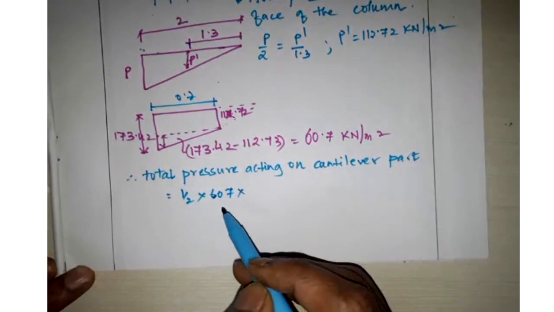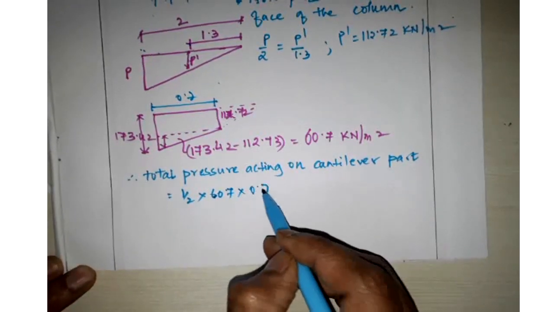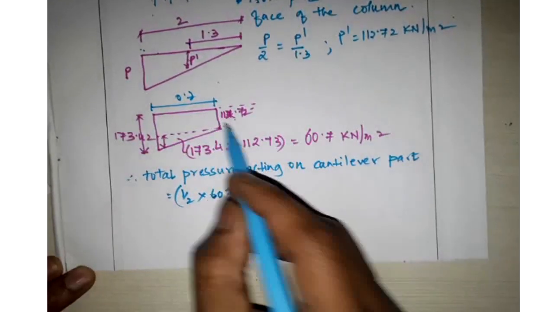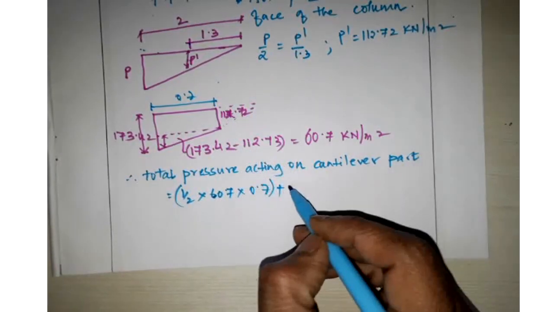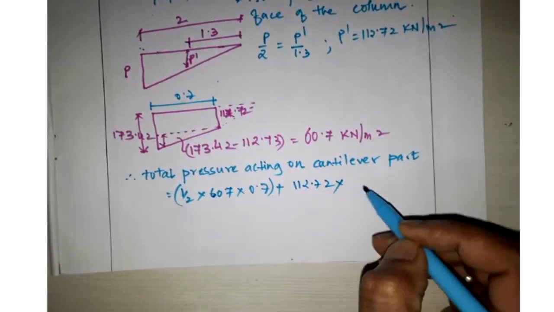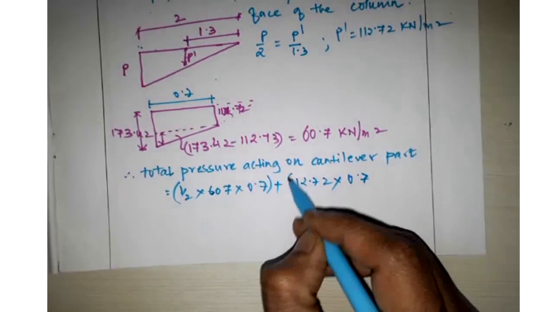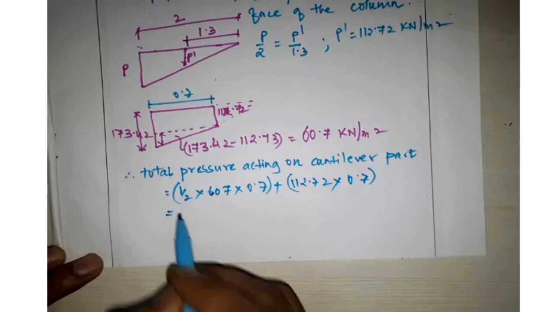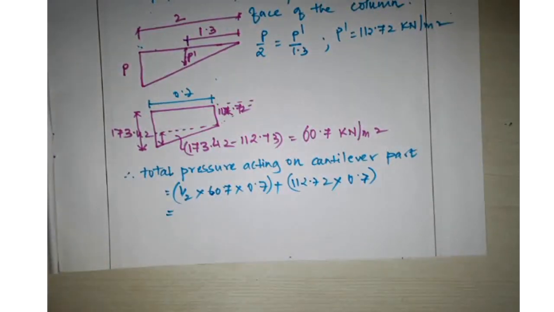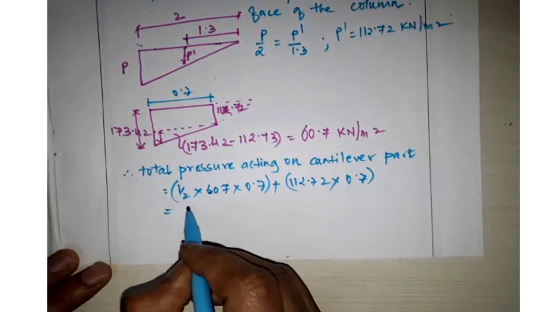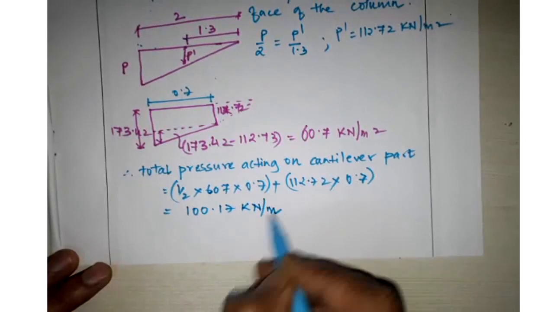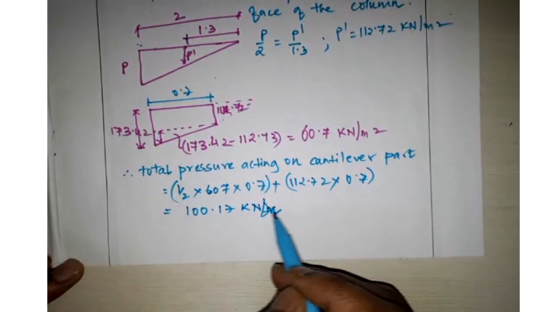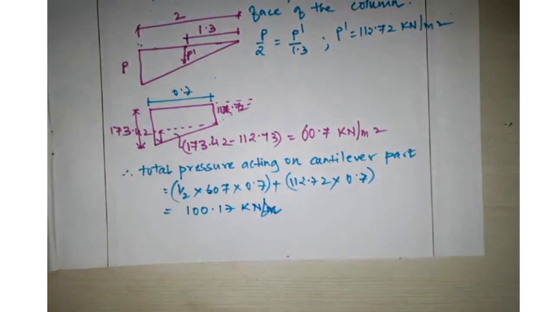Okay, into 0.7 plus rectangle. The size of rectangle is 112.72 into 0.7. Okay, so this is the force, the total force pressure acting over the cantilever part per meter width considering. So we get here 100.171 kilonewton per meter, or if you don't write also it is fine, because kilonewton per meter, per meter width of ship is acting.